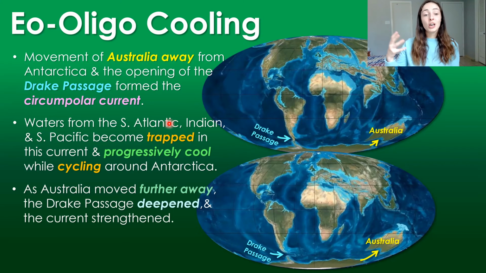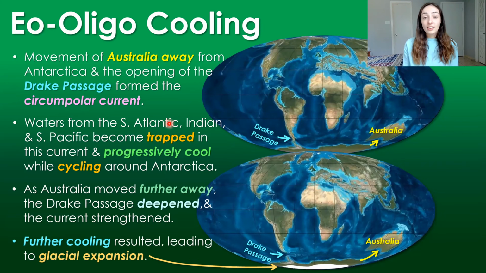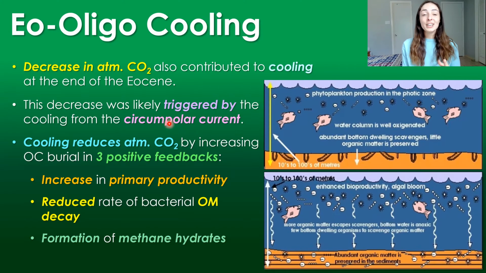As Australia moved further away from Antarctica, the Drake Passage deepened and the current strengthened, leading to further cooling and glacial expansion. A decrease in atmospheric CO2 also contributed to the cooling at the end of the Eocene. This decrease was likely initially triggered by the cooling of the circumpolar current. And that's because cooling reduces atmospheric CO2 by increasing organic carbon burial with three positive feedback mechanisms.